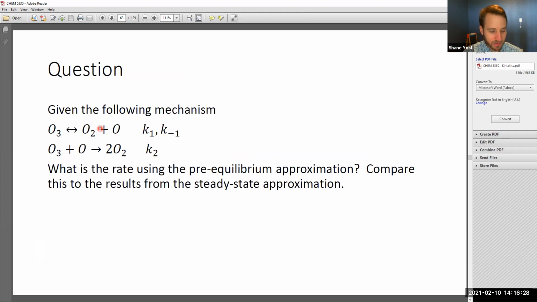But one thing we can show, I don't know if I have an example of this. Yeah, right. So this exact same example, you can compute using the steady state or pre-equilibrium.